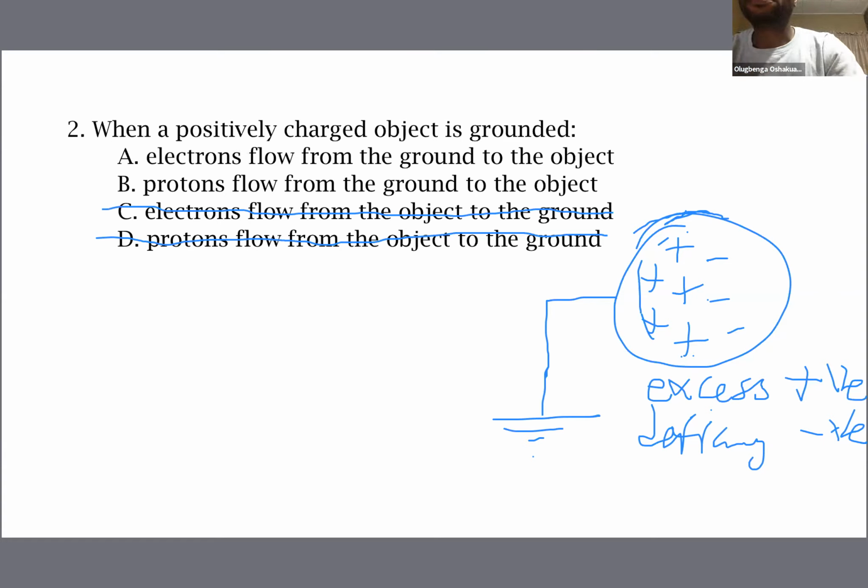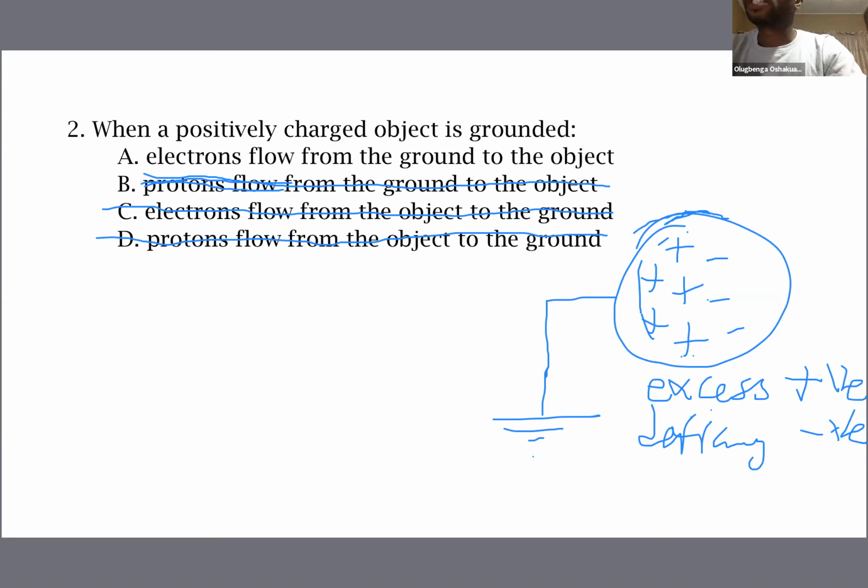Option B is saying protons flow from the ground to the object. We will not expect protons to flow where there are electrons. So for that, it's a no for me. From the ground to the object, no. Even if protons can flow, they will not want to flow to a positively charged object. But one, protons cannot flow. Two, they will not want to flow to an object that is already positively charged. And we are left with option A, which says electrons flow from the ground to the object.